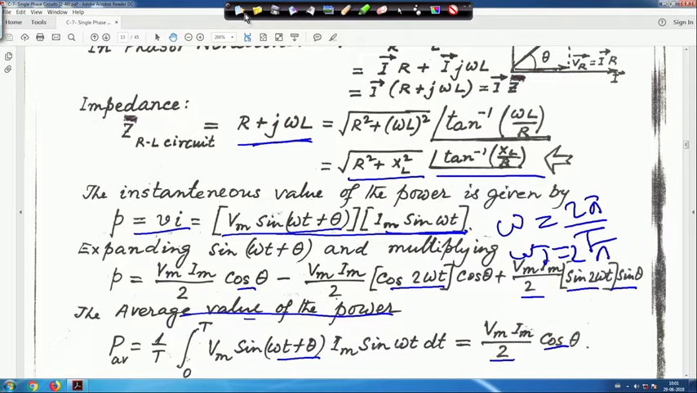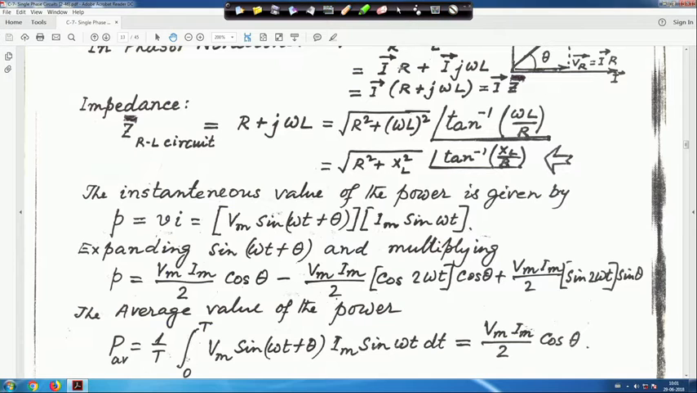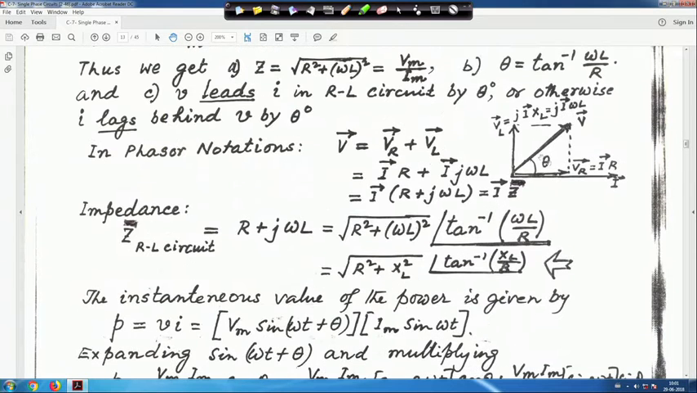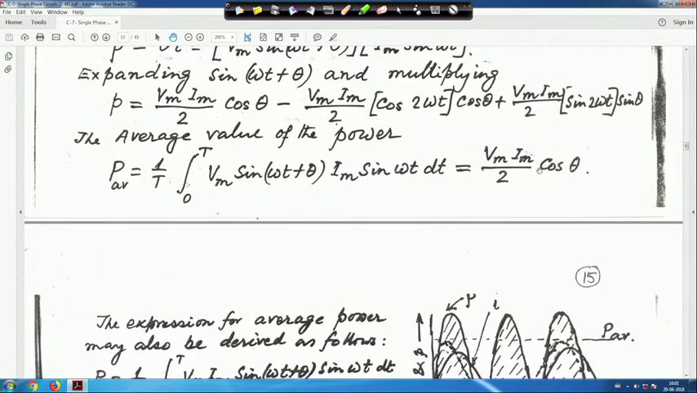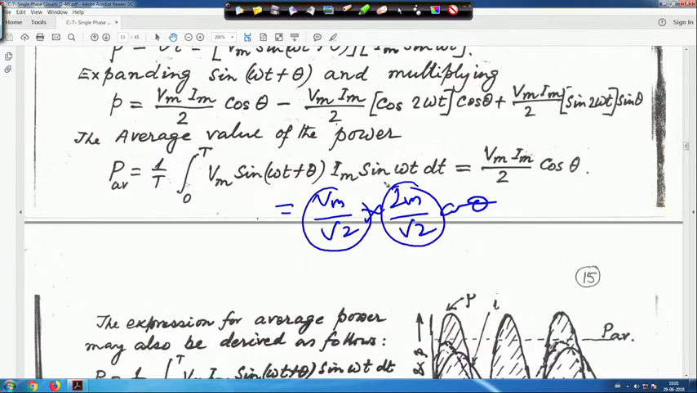This is your theta, the angle between the voltage and the current. So it is coming Vm Im by 2 cos theta. That means Vm Im by 2 you can write as Vm by root 2 into Im by root 2 into cos theta. This is my RMS value of the voltage, and this is the RMS current.